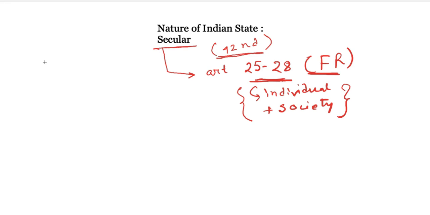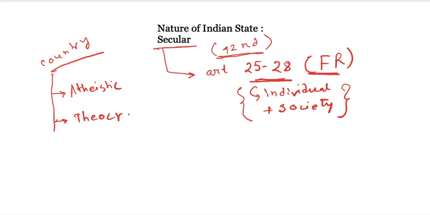In terms of religion, a country can be of a few types. Let's say atheistic, theocratic, and secular. Atheistic means the country does not believe in any religion, does not affiliate with any religion, and actively condemns religion, any kind of religion. An example is the former USSR.